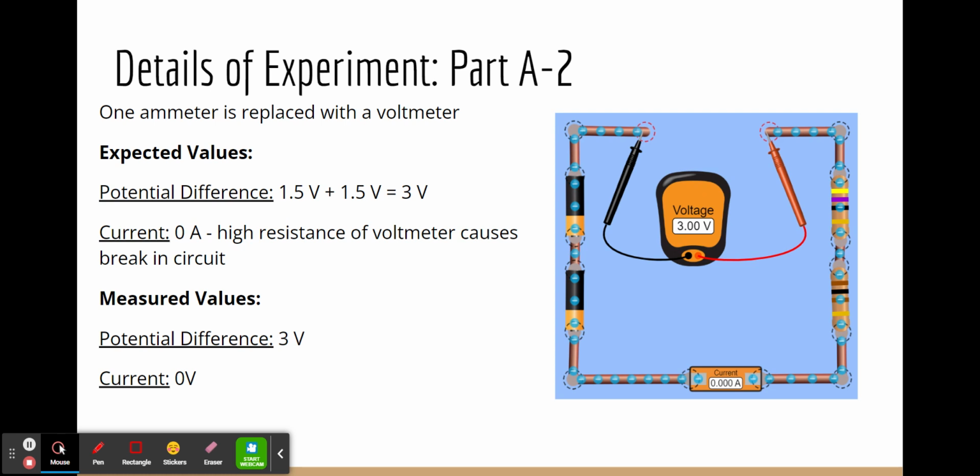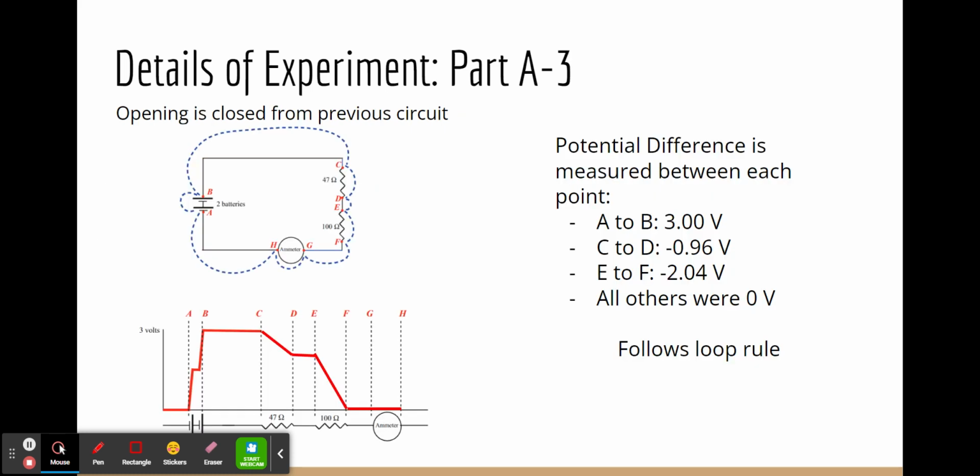For the details of part A2, the expected value was 3 volts. I measured 3 volts. One ammeter was replaced with a voltmeter instead. And then for part A3, the potential difference measured across each point, you can see from A to B was 3 volts, from C to D was negative 0.96 volts, and from E to F was negative 2.04 volts. All others were 0 volts. And then, as you can see, it follows the loop rule.